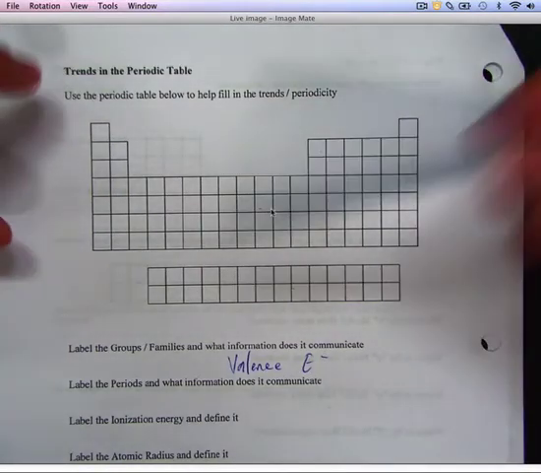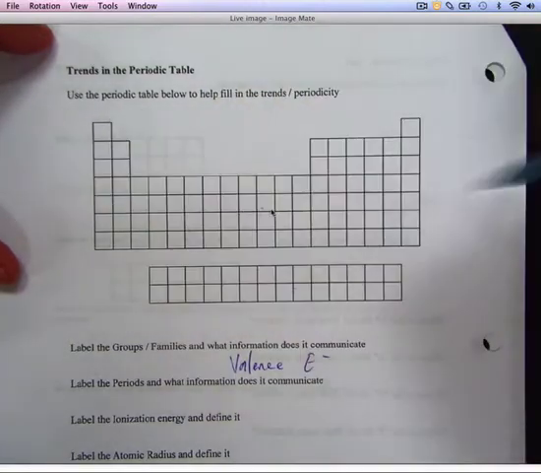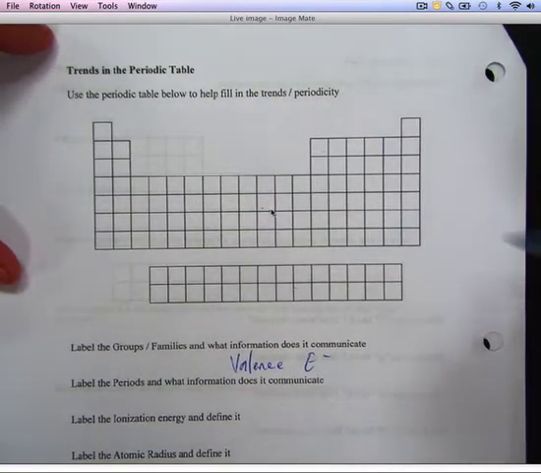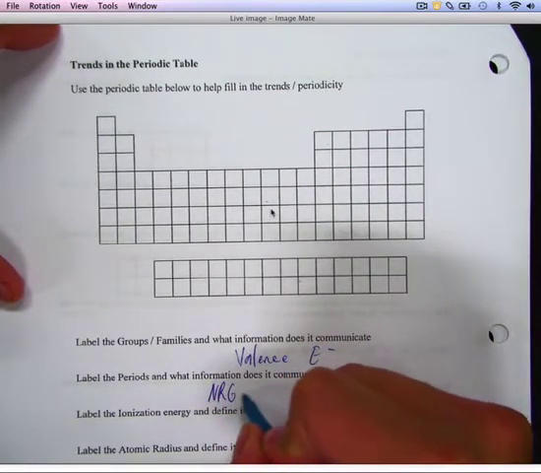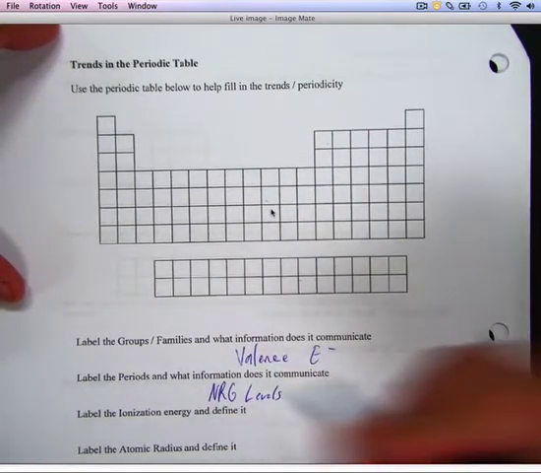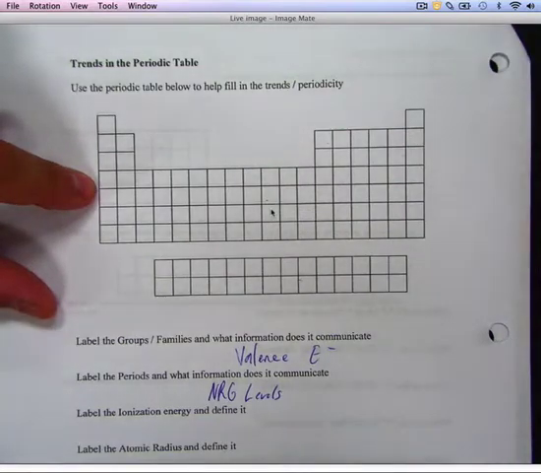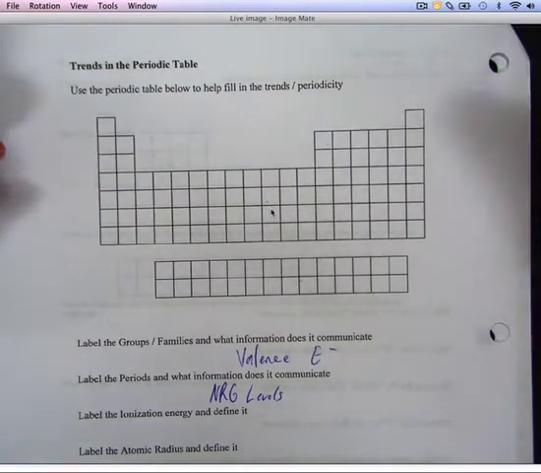Your periods, which are your rows that go across, tell you how many energy levels an element has. So something in row 4 has 4 energy levels, row 5 has 5 energy levels, and so on and so forth.